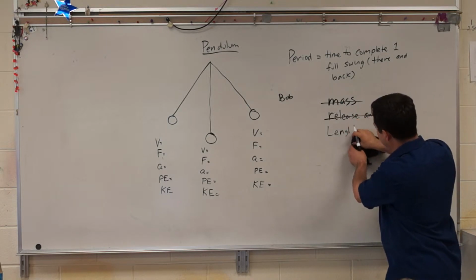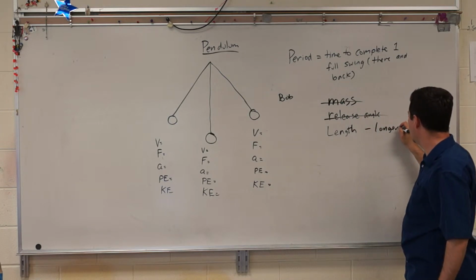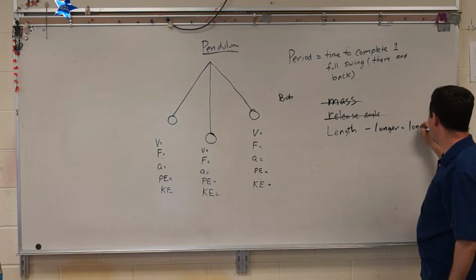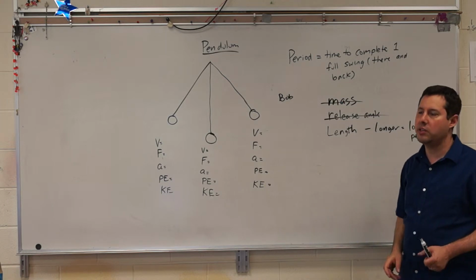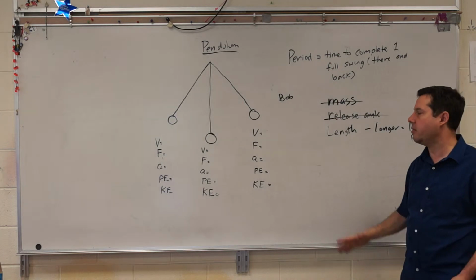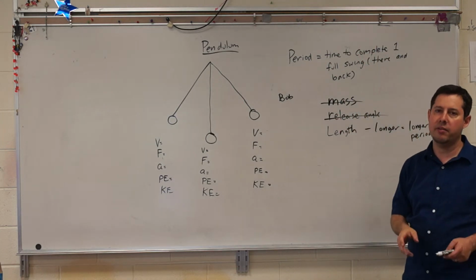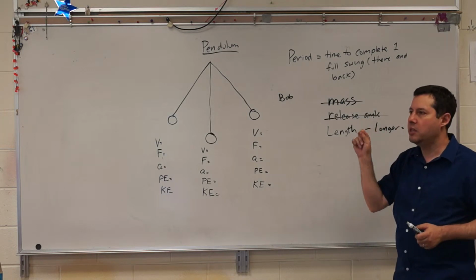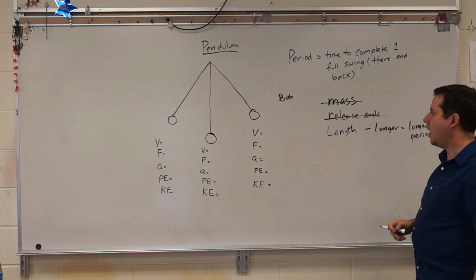L-E-N-G-T-H. Longer equals a longer period. This should be something that makes sense to you intuitively. If you have a swing on the playground, for example, it's a pretty long pendulum and it takes a bit of time to swing back and forth. A very short pendulum swings back much more quickly and thus has a very small period.